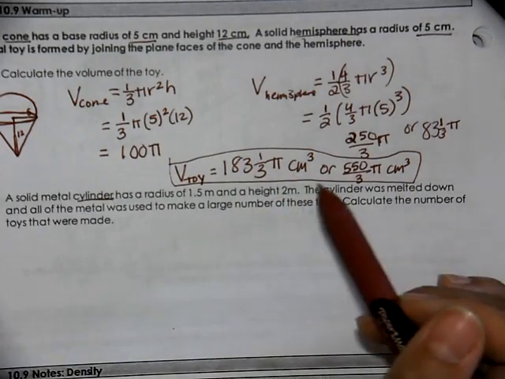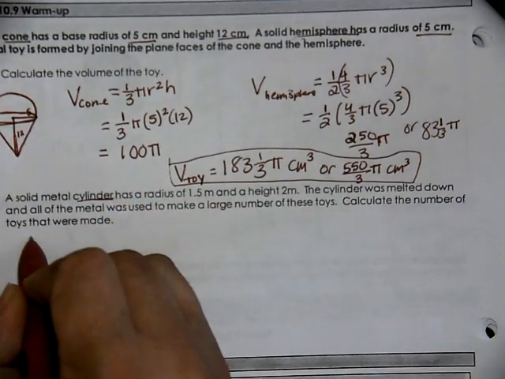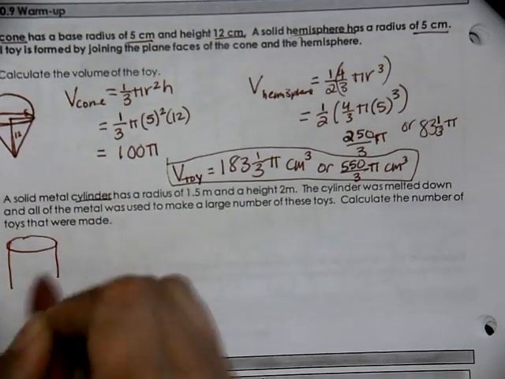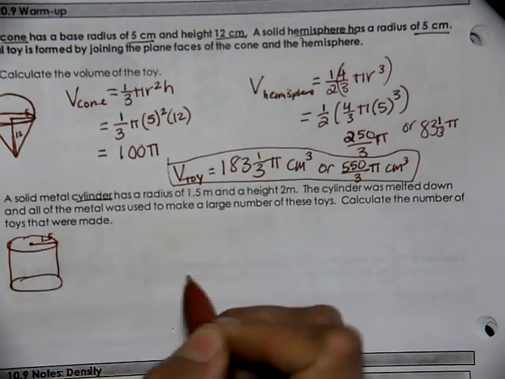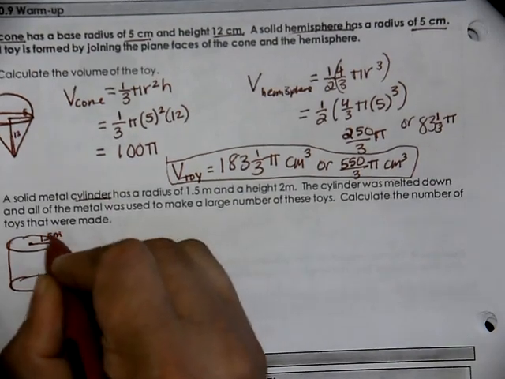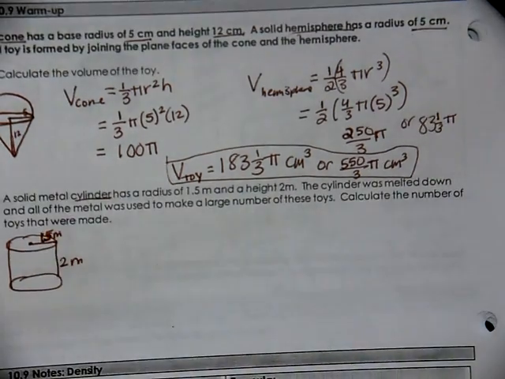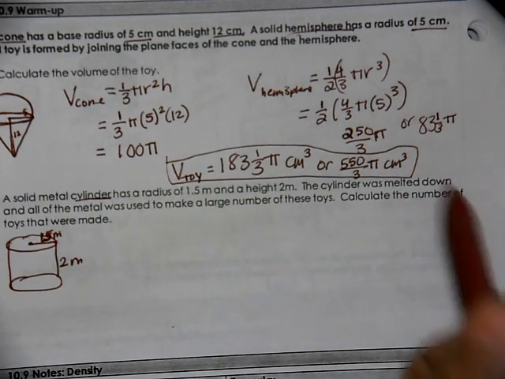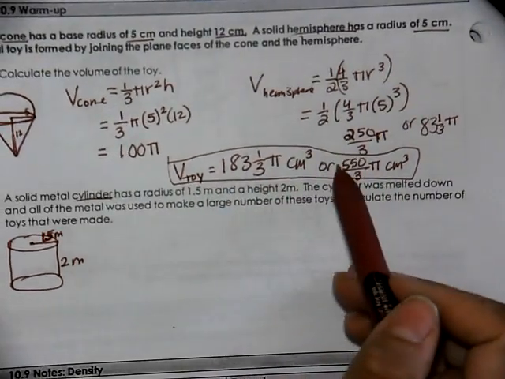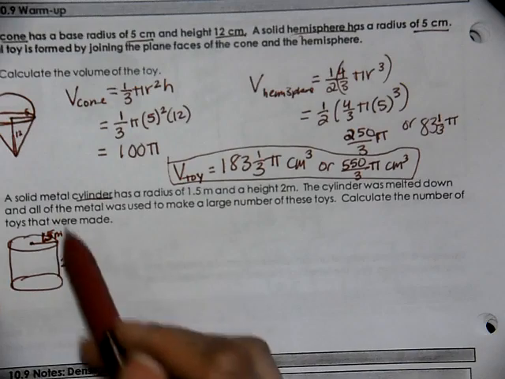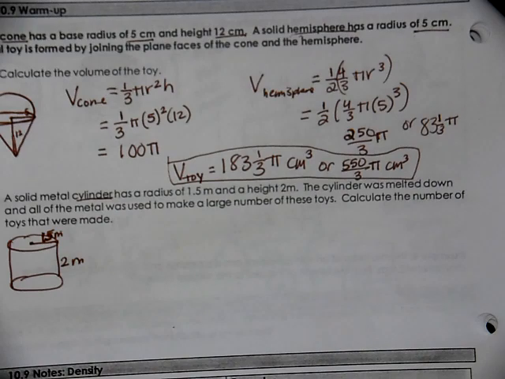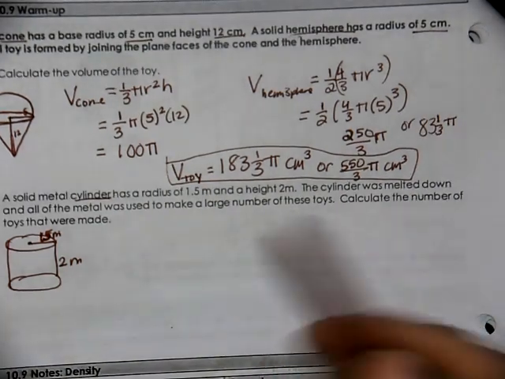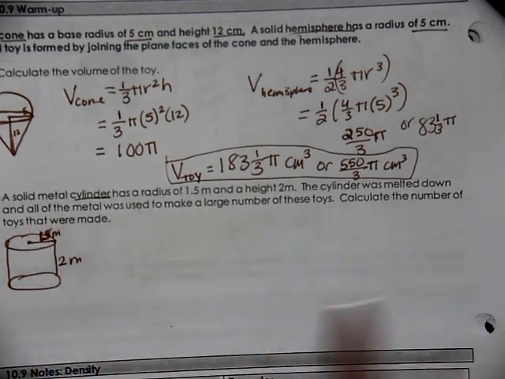All right, so a follow-up question to this now says that a solid metal cylinder, so here's my cylinder, has a radius of 1.5 meters. Here's my radius, and a height of 2 meters. These are all in meters for right now, 1.5 and 2. And then it says the cylinder was melted down and all of the metal was used to make a large number of these toys. Because we know how much volume each one toy requires, we want to figure out how much volume I will get from the cylinder being melted down, and then how many toys I could make from this amount of the solid metal from the cylinder.